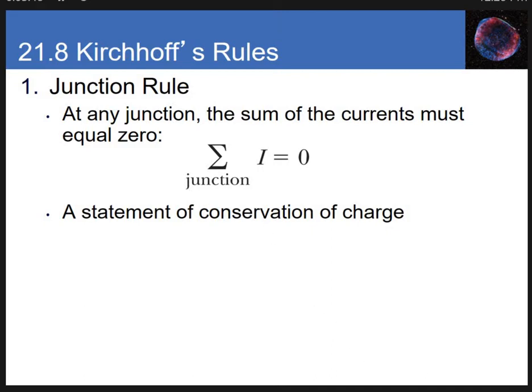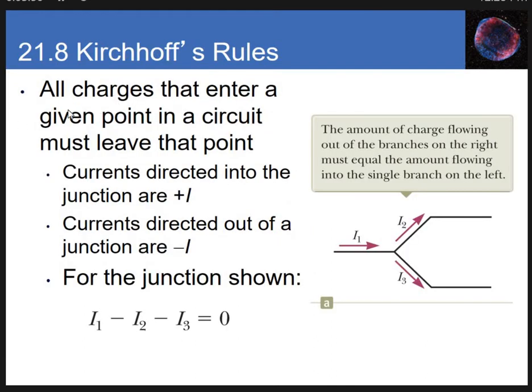And here's a little bit of a description of that junction rule. All charges that enter a given point in a circuit must leave that point. So for example, if I1 is going into the junction, here they put in that I2 and I3 must be leaving. It could happen that I1 is going into the junction and I3 is going into the junction, but I2 has to be then leaving. Or it could happen that I1 is going in, I2 is going in, but then I3 has to be leaving. But not all 3 can be going into the junction or all 3 going out. You would need at least one going in the opposite direction, right?